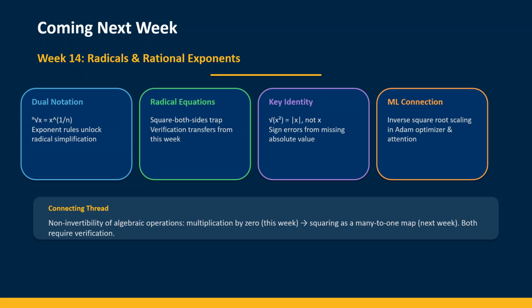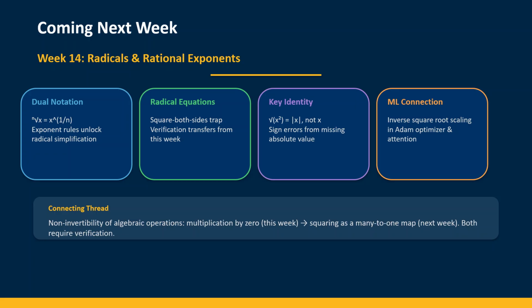Third, students will work with the identity: the square root of x squared equals the absolute value of x, not simply x. This distinction is frequently overlooked and leads to sign errors when working with negative values of x. Fourth, the machine learning connection extends to inverse square root scaling, which appears in optimizer learning rate schedules such as the Adam optimizer and in attention mechanisms such as scaled dot product attention.